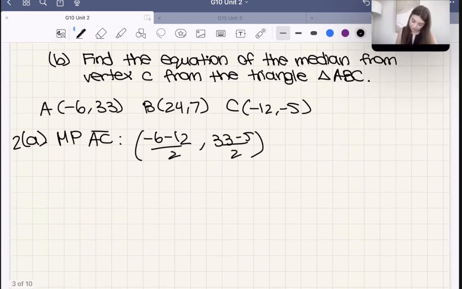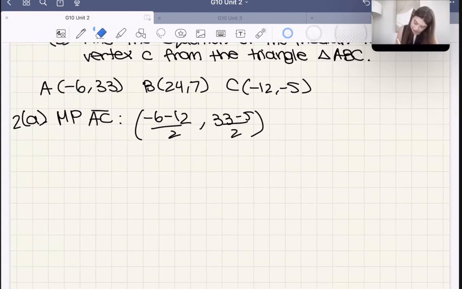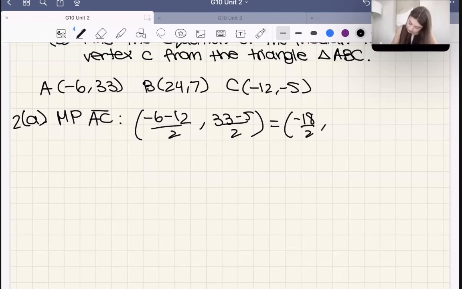Okay, so then let's figure it out a little bit further. Here we've got negative 18 over 2. Here we've got, looks like 28 over 2. So that's going to be negative 9, 14. And there we go. Awesome. So there we go.